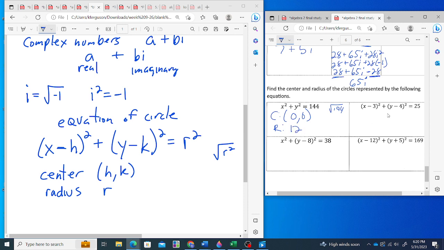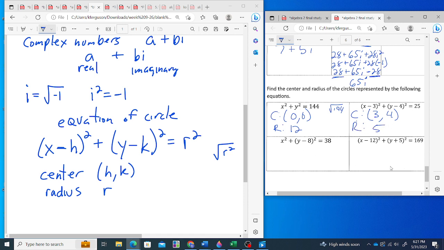What about this one? Well, my center, h, x minus h, x minus 3. So that's 3. Y minus k, y minus 4. So that's 4. So notice those are minus, and that's where I get my positive values from. It's almost like I have to take the opposite of what I see there. Okay? And then my radius for this one, the square root of 25 is 5.